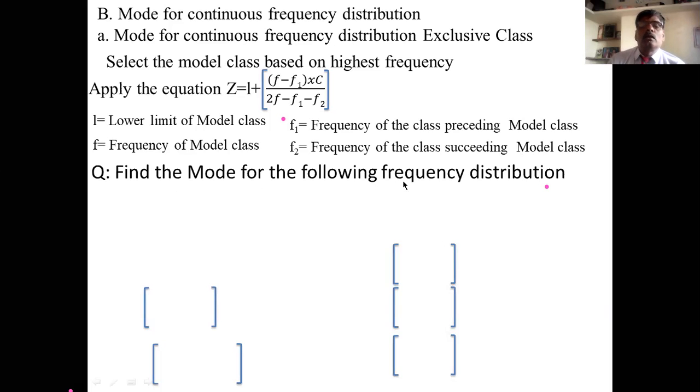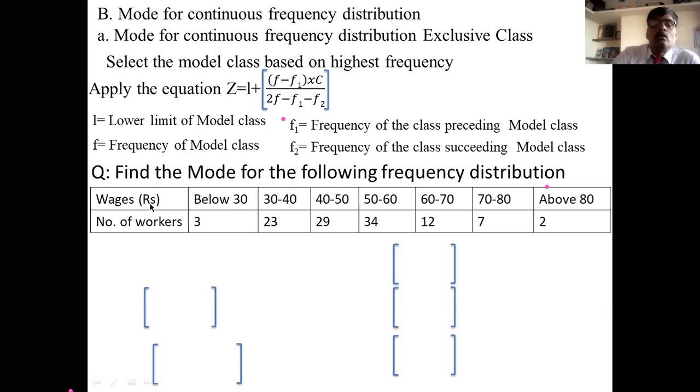Find the mode for the following frequency distribution. Wage rate is given below 30, 30 to 40, 40 to 50, 50 to 60, 60 to 70, 70 to 80, 80 and above. This is the given information.